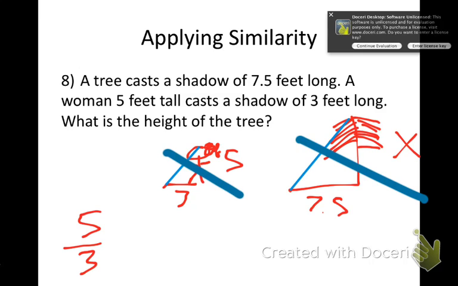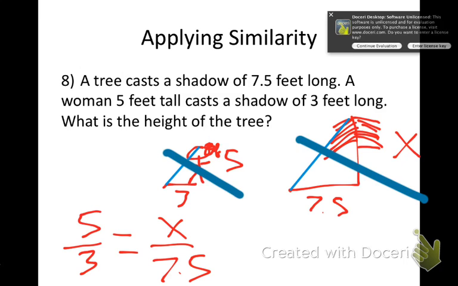5 over 3, height over shadow, equals x over 7.5. And again, height over shadow of the second one. I have to be consistent. I can't go height over shadow on one and shadow over height on the other. That's where you get your mistakes, that's where you get your wrong answers. Be consistent. Height over shadow, height over shadow.